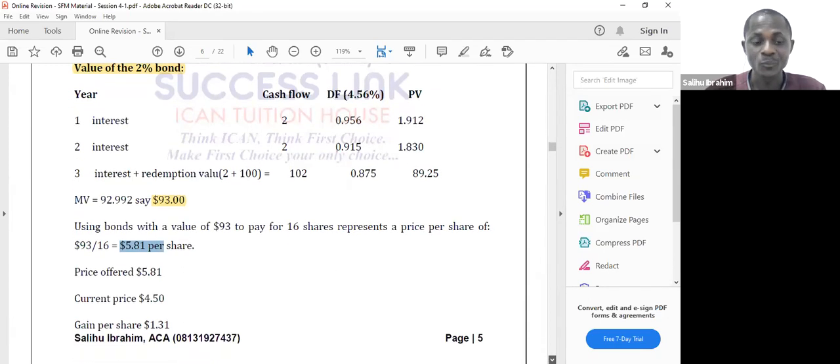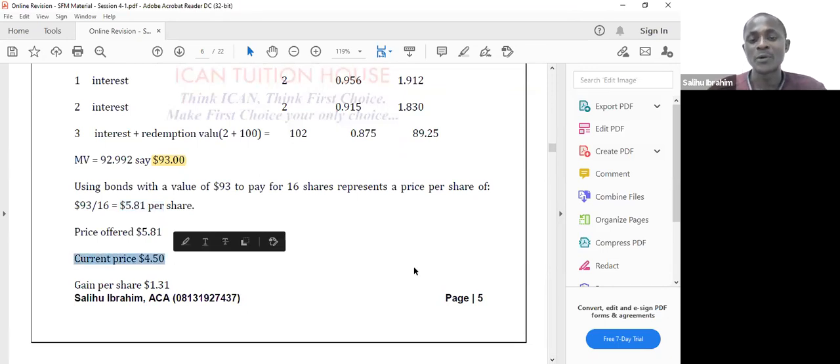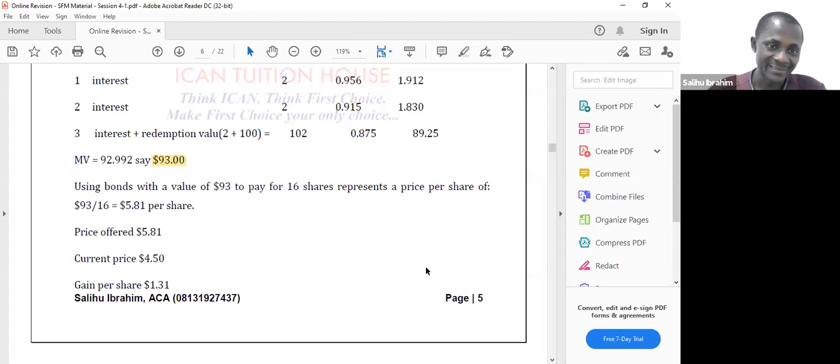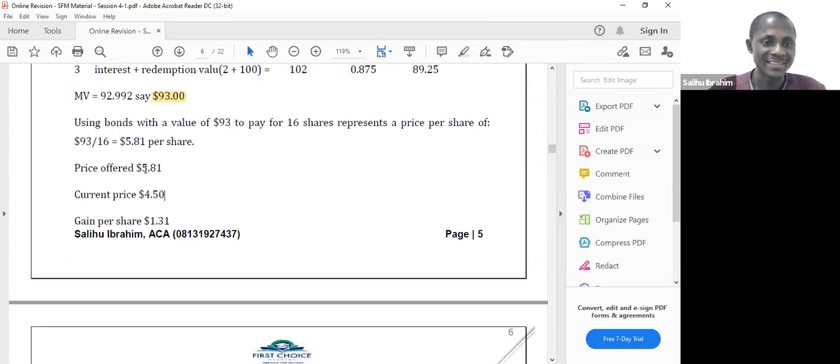That's the equivalent price. And look at it. What is the current share price? 4.5. So what are we gaining? Our gain is 1.31, that is 5.81, the amount we are paying, minus the cost of the shares.